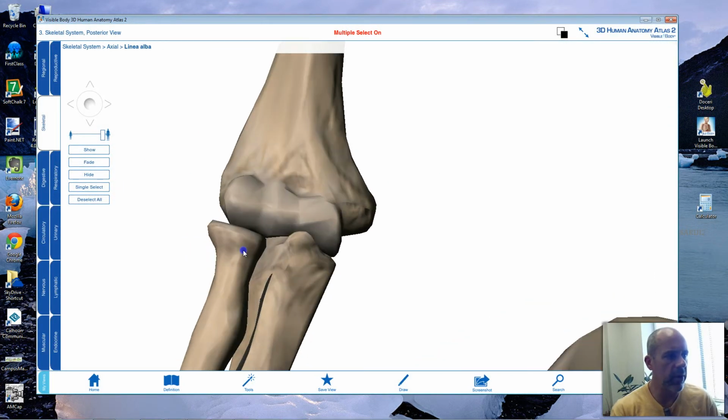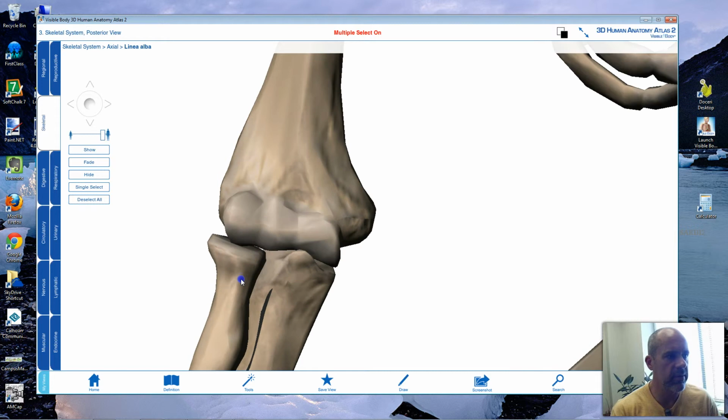All right, if we look a little bit more closely at this elbow joint that we have here, we're looking at the antecubital region, the anterior side of the elbow joint. You see how you've got, all right, this is the ulna here.